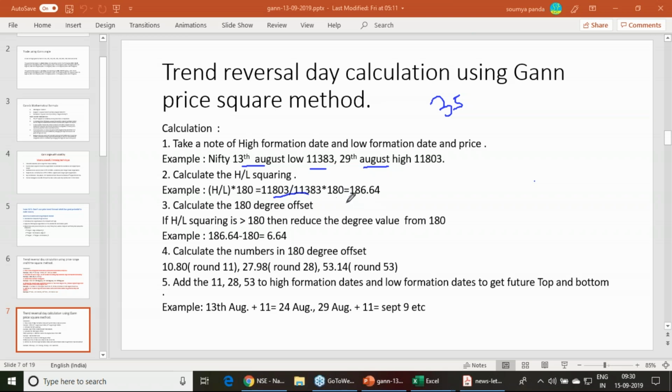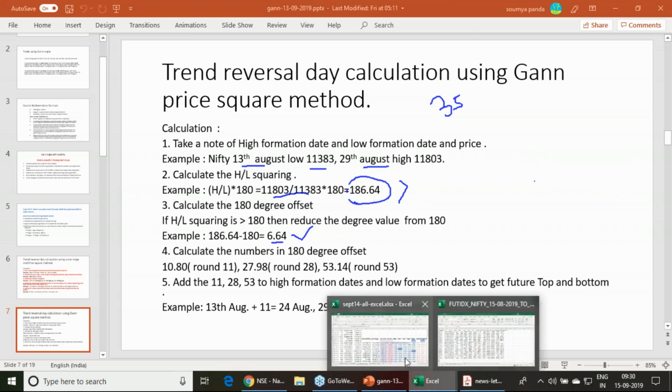So this we have to multiply with 180, and we'll get some values. So 186.64 we got. If this calculation is less than 180, no issues. If it is greater than 180, we have to subtract 180 and get the degrees, what degree is left over. And calculate the numbers in the 180 degree offset. So whatever the 6.64 degrees there, 3 numbers we are finding, and those 3 numbers we are going to add to the low formation day and the high formation day.